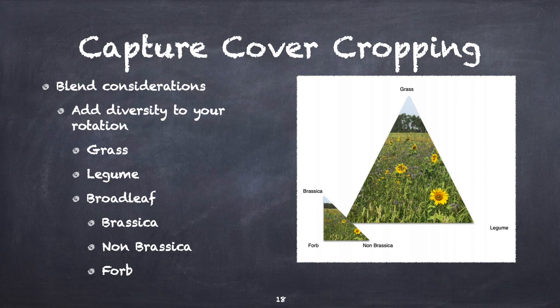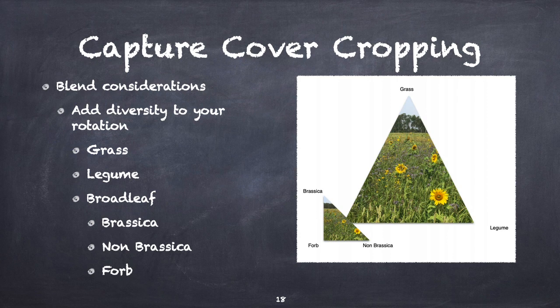The other thing we want to do is take a look at diversity in a rotation. In the functional plant groups, I use the grasses, legumes, and broadleaf as our main functional plant groups. Within those broadleafs, I use brassicas, non-brassicas, and forbs. Take a look at the rotation, see where you are in rotation. What plants are you using in there?